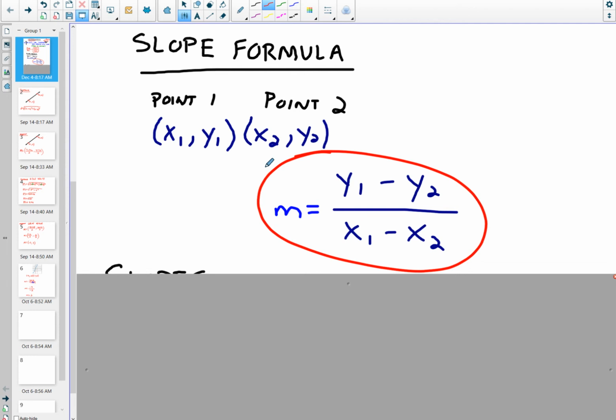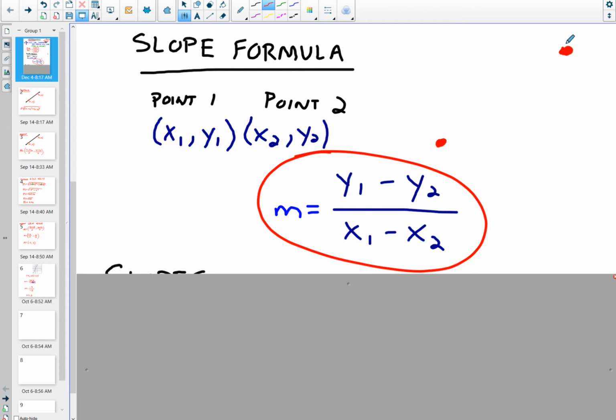Doesn't the 2 go first? Very good question. I hear that a lot. Every single time I've seen this, it's y2 minus y1. Well, Stefan, if I were to put 2 points on a plane, can you tell me which one comes first? Yeah, I can't. It's just a way of writing it.